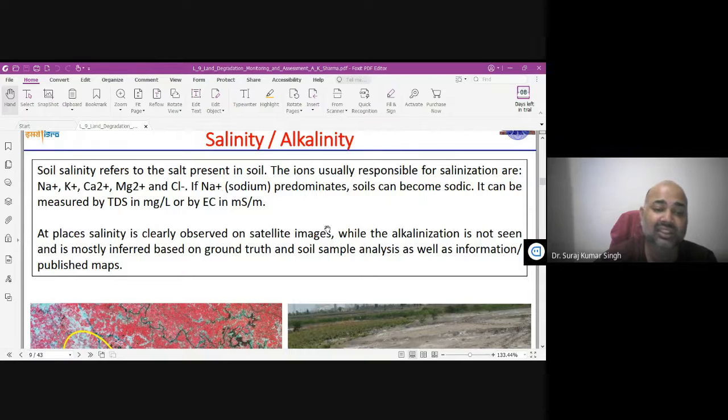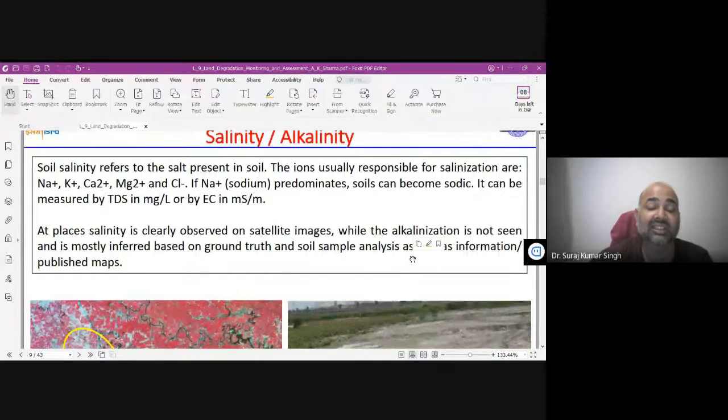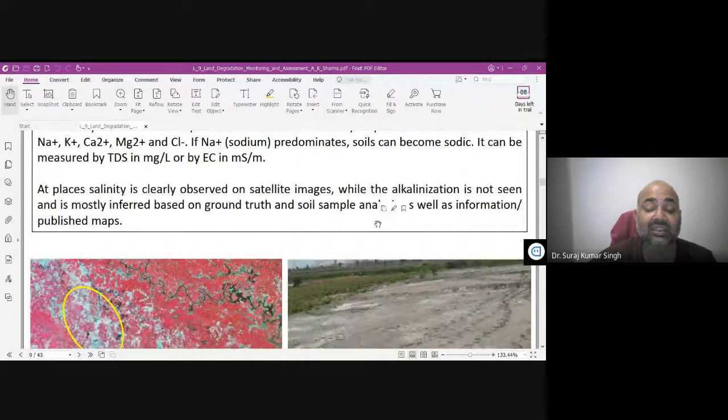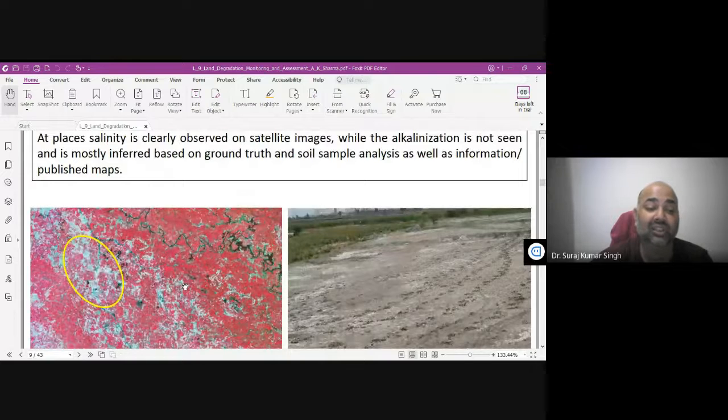So salinity means where the sodium is very high. There are two terms associated with salt affected land, that is salinity and alkalinity. While alkalinization is not seen directly and is mostly inferred based on ground truth and soil sample analysis, it's tough to identify the alkaline soil. But it's very easy to identify the salt affected land, which will be very white in color.